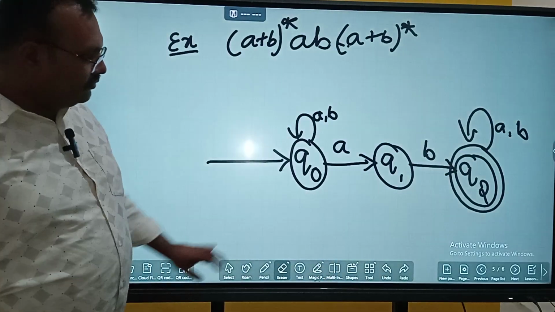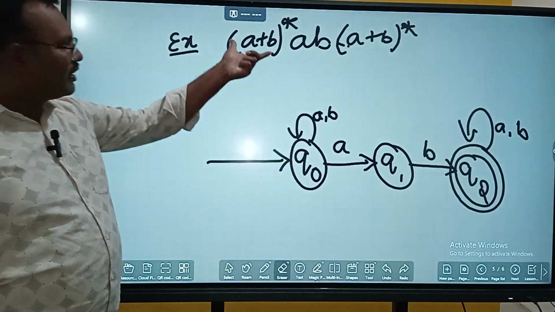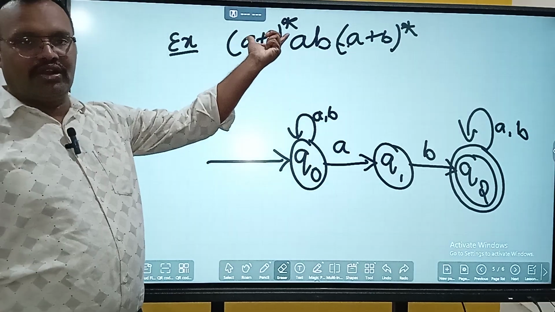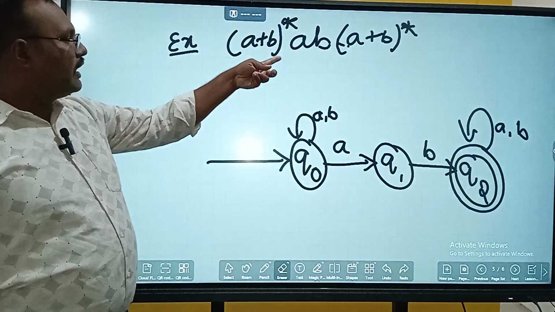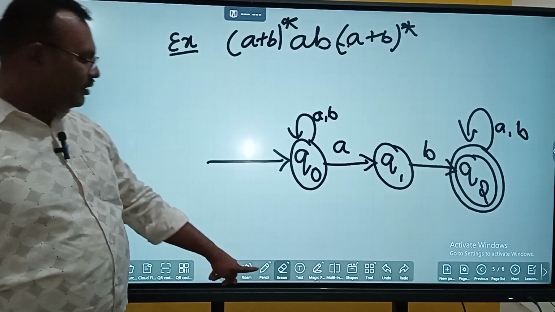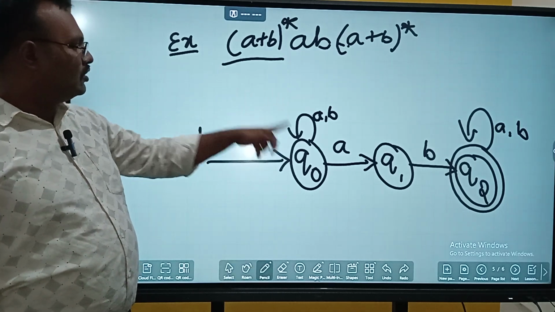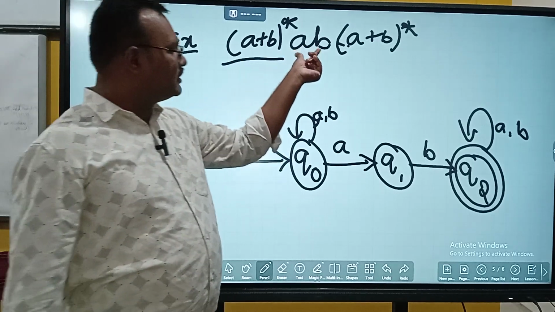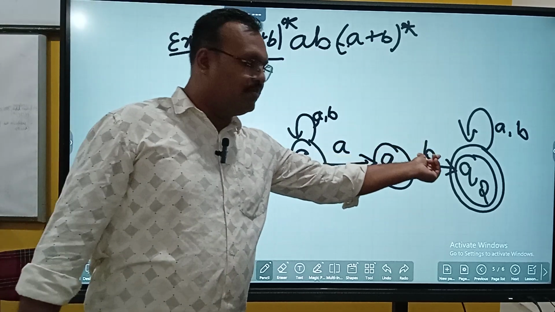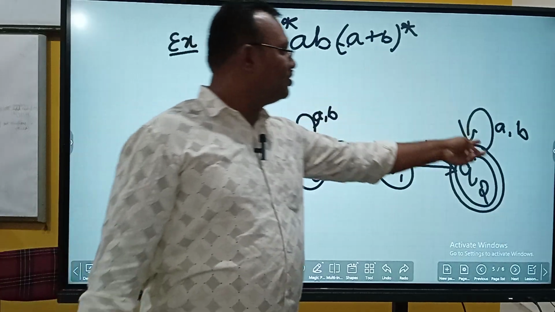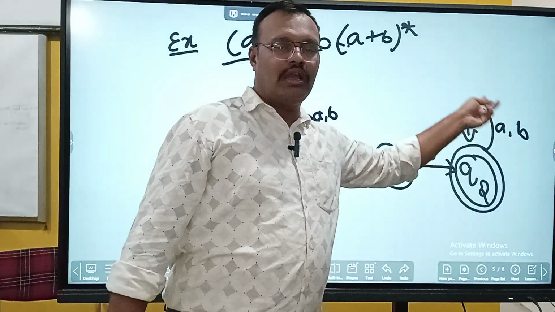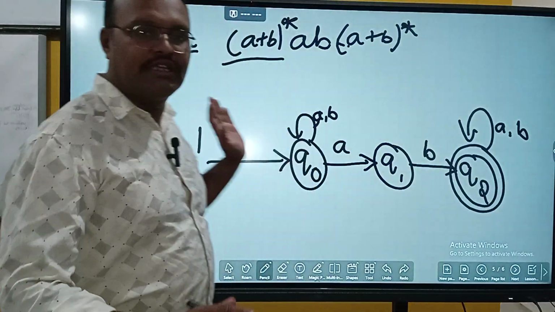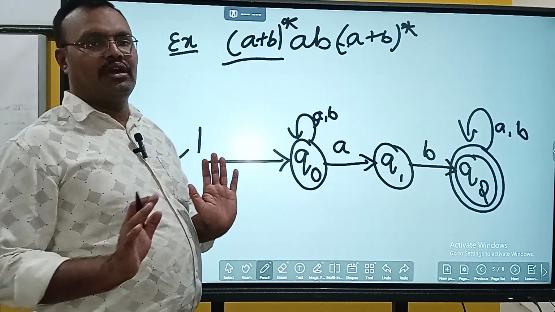Now see, what this is saying is exactly written here in the regular expression. A and B for 0 or more number of times. So here you have 0 or more number of times A comma B. Then you have a substring A, then you have B, and then you have 0 or more number of times A and B in a self loop. Now this is a non-deterministic finite automata.